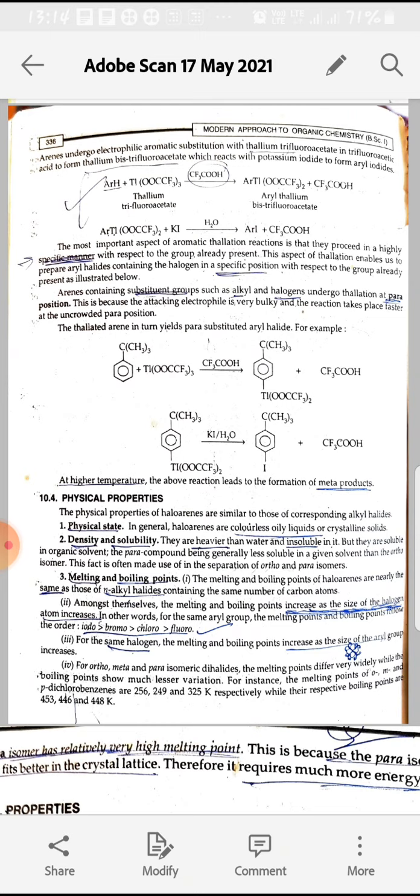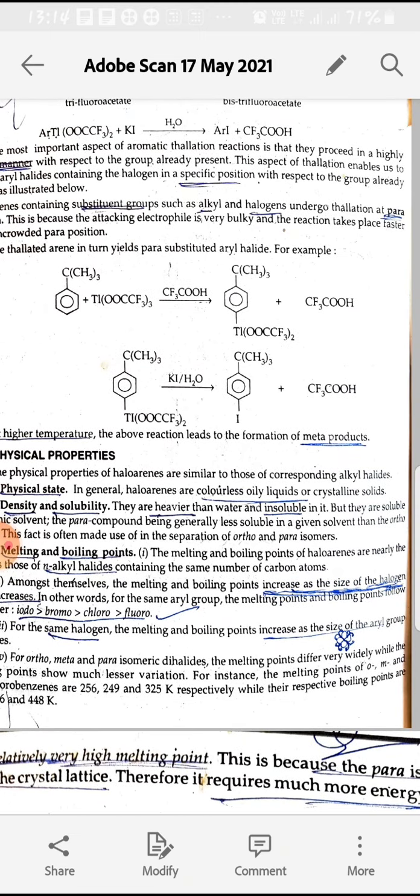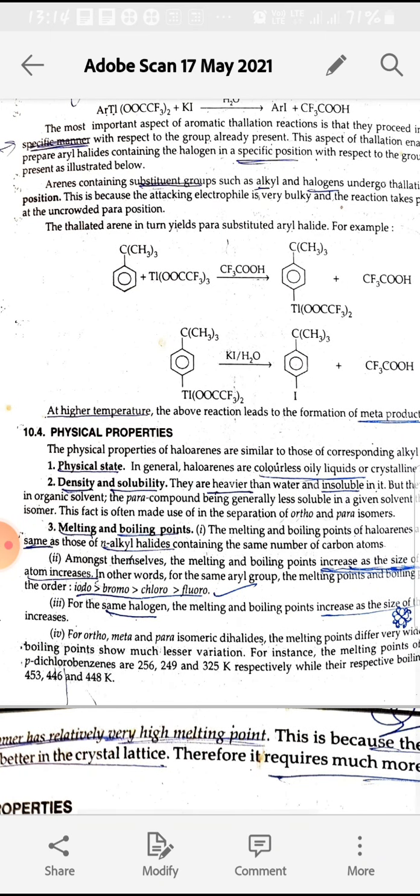Next is physical properties. First, physical state: these are colorless oily liquids or crystalline solids. Second is density and solubility: they are heavier than water, less soluble in water and more soluble in organic solvents. And as we have to separate ortho and para isomers, the para isomer is less soluble in a given solvent than the ortho isomer, which is used for the purpose of separation of ortho and para isomers.